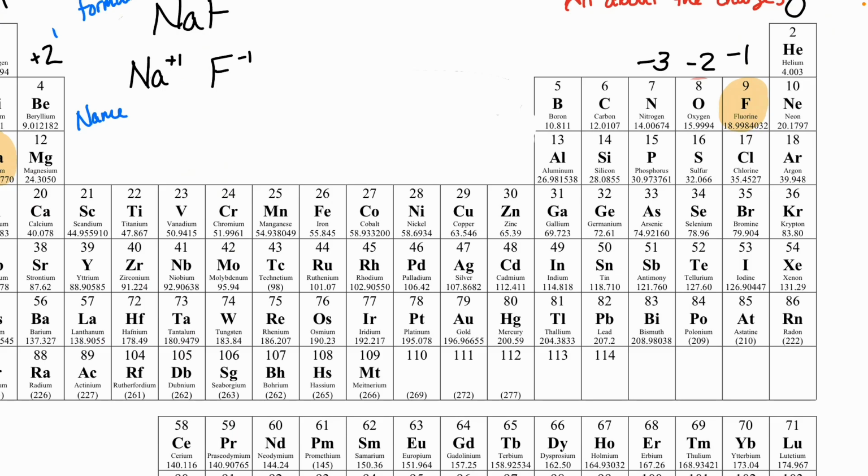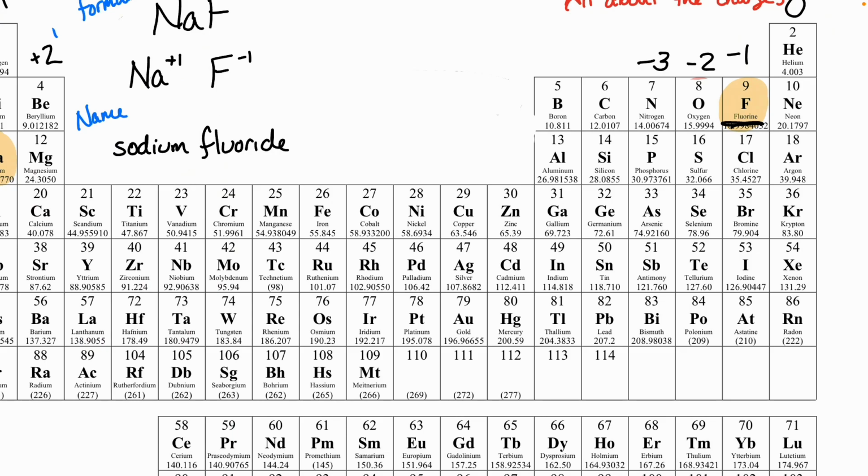Right? And remember, when we're doing our name, all we're going to do is throw the name of these 2 ions together. So what's the name of the Na+ ion? That's the sodium ion. So this would be sodium. And what's the name of the F- ion? So not just fluorine, but remember, this is where we have to stick that IDE ending on. So sodium fluoride.